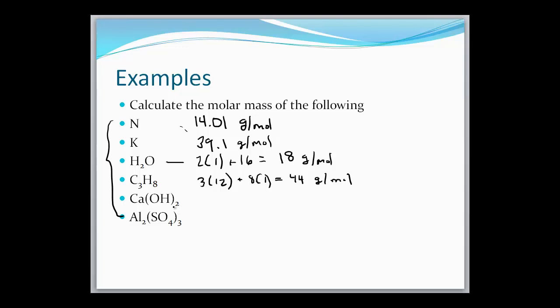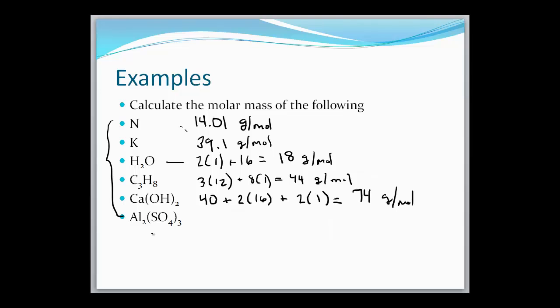Now we've got another one of these where we have a parentheses. So we've got 1 calcium, and if you look up its value, it's 40, plus how many oxygens? In parentheses with a subscript of 2, so there's 2 oxygens, each of those are 16, and then you've got 2 hydrogens, each of those 1. So we have 40 plus 32 is 72, plus 2 is 74 grams per mole.